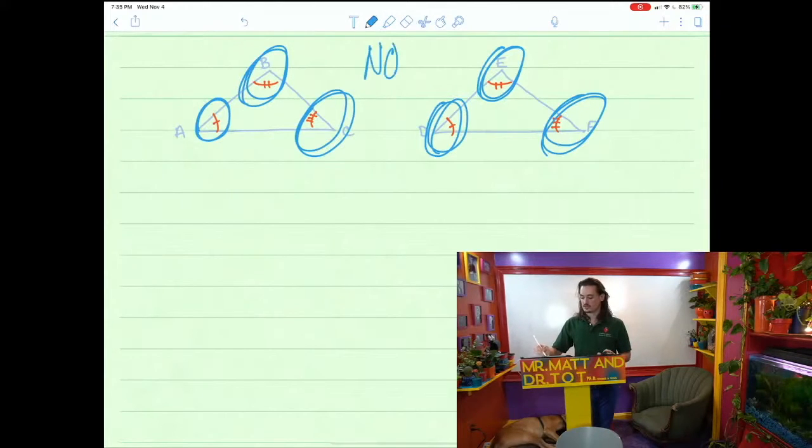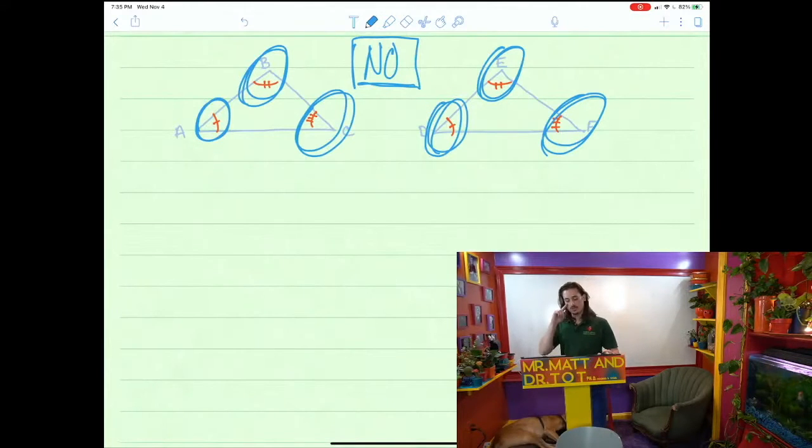They're not congruent. They are similar, but they didn't ask whether the two triangles were similar or not. They asked whether they were congruent. And so no, they're not congruent. They are similar. If you have any questions, then please let me know.